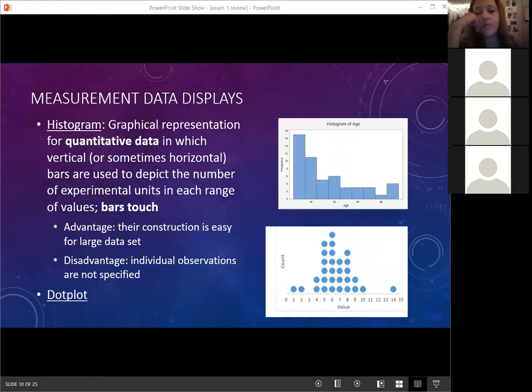Histograms and dot plots both basically show the same thing, the shape. But histograms you can use for large amounts of data because you can fit whatever you want inside of those boxes, while in dot plots, each individual observation is represented by a dot. So it's better for smaller samples because you can't put a million dots in a line there. It's just not logical.